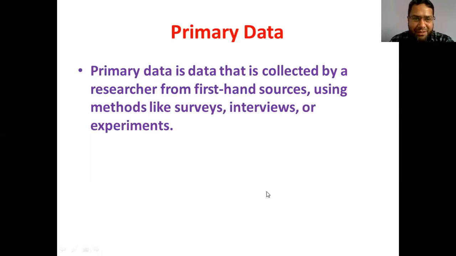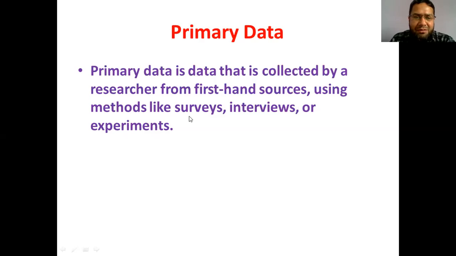Then we come across one more term, primary data. So what is primary data? Primary data is data that is collected by a researcher from first-hand sources using methods like surveys, interviews, or experiments. For example, I go to the class and I collect how many use internet, how many have the facility of broadband, how many are able to access the material which we are sending through Google Classroom. So this data I'm directly collecting from the students, which are my first-hand sources. So this type of data will be known as the primary data.